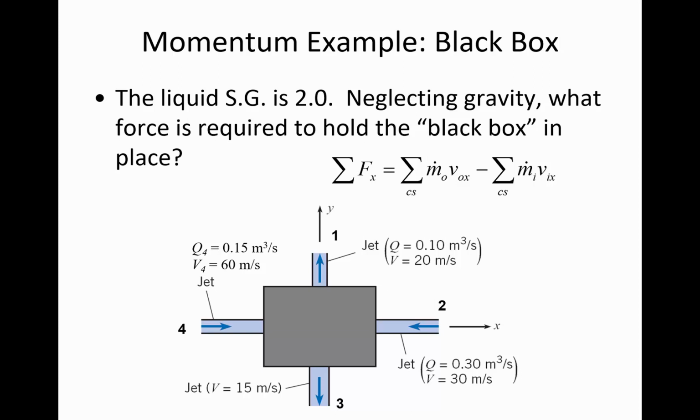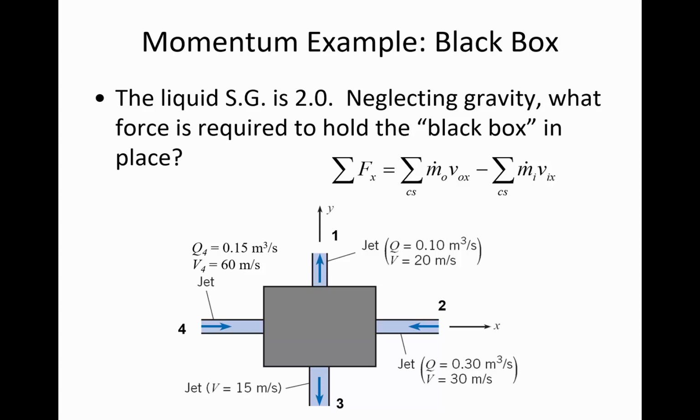Remember, in equals out. So inside that control volume, inside the black box, there's no capacity for storage over anything other than a very short period. You know, if it was initially empty, maybe it could fill up with water, but long-term steady state, no.